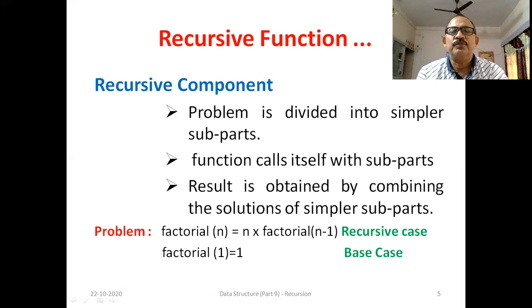In step 2, we write a function which calls itself with sub-problems, and here sub-problems are n and factorial n minus 1. For factorial n minus 1, the function calls itself with the subproblem n minus 1.